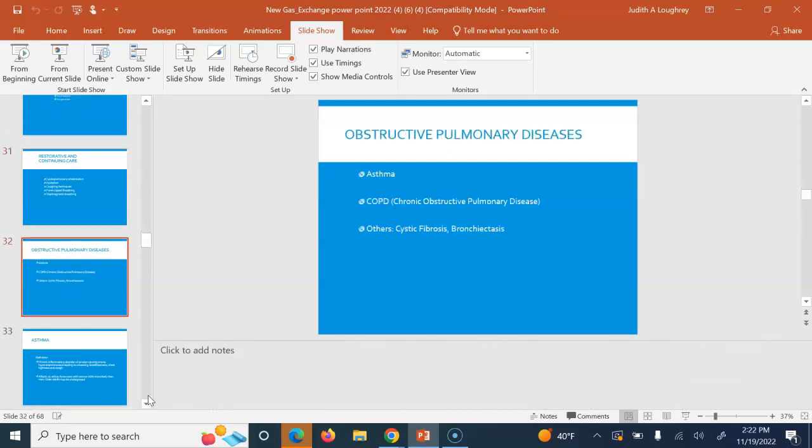So now that we know basic things about the respiratory system and some ways that we can assess and treat alterations in it, let's talk about specific lung diseases. In this particular lecture, we're going to talk about obstructive pulmonary diseases, which include asthma and COPD. Other ones would be cystic fibrosis and bronchiectasis, but we'll talk about those next semester. In this lecture, we're going to talk about asthma and COPD, which is chronic obstructive pulmonary disease.